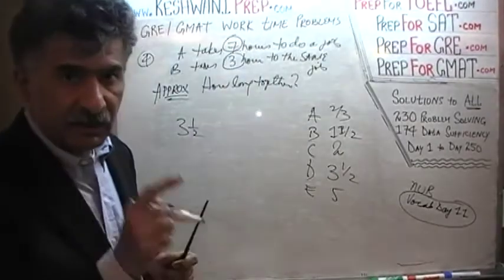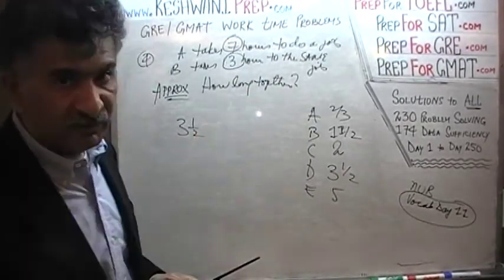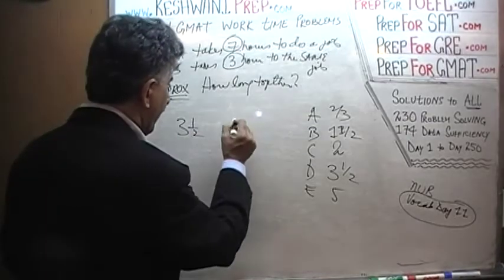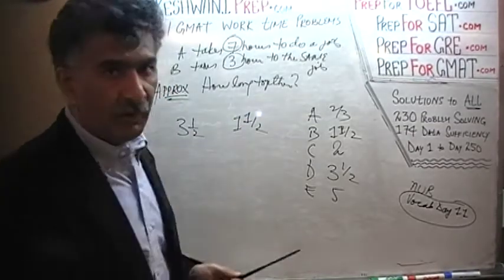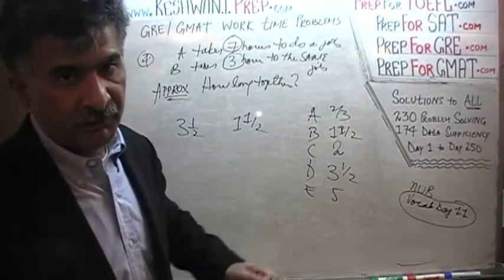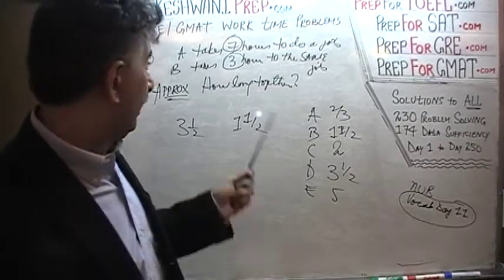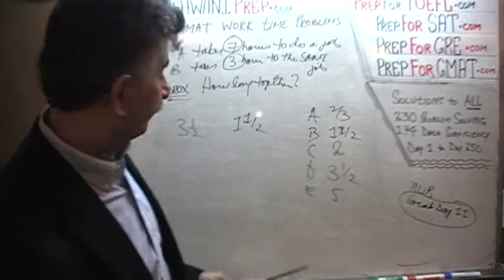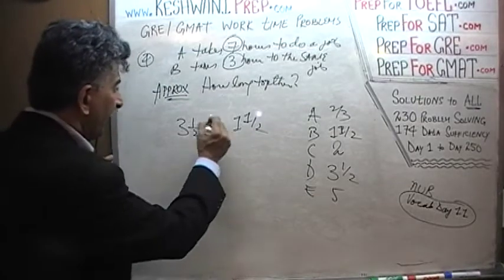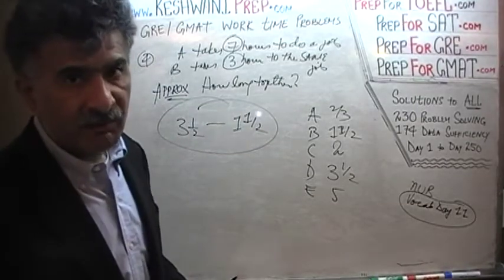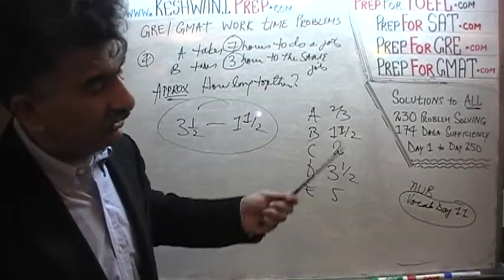3 hours for this guy. If both of them work as fast as the second guy, they can do the job in 1.5 hours, because in 1.5 hours, B will do half the job, and A will do half the job if A started working as fast as B. The correct answer, whatever it is, has to lie in this range, between 1.5 and 3.5. Anything that falls outside it is wrong.